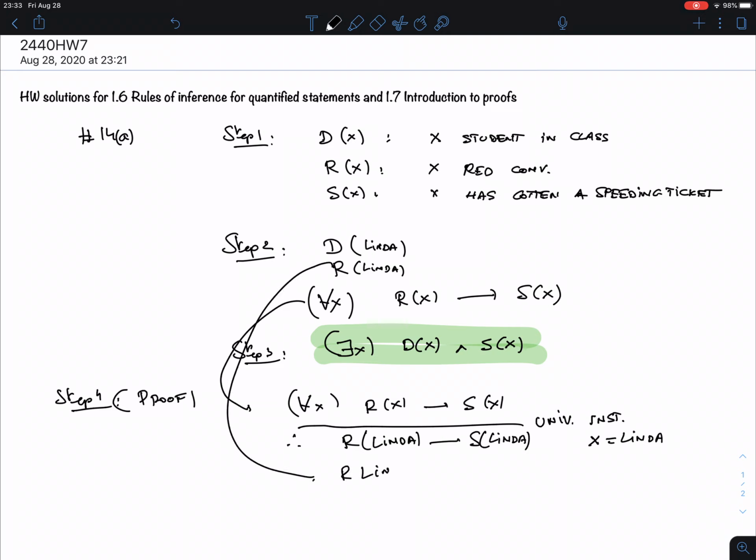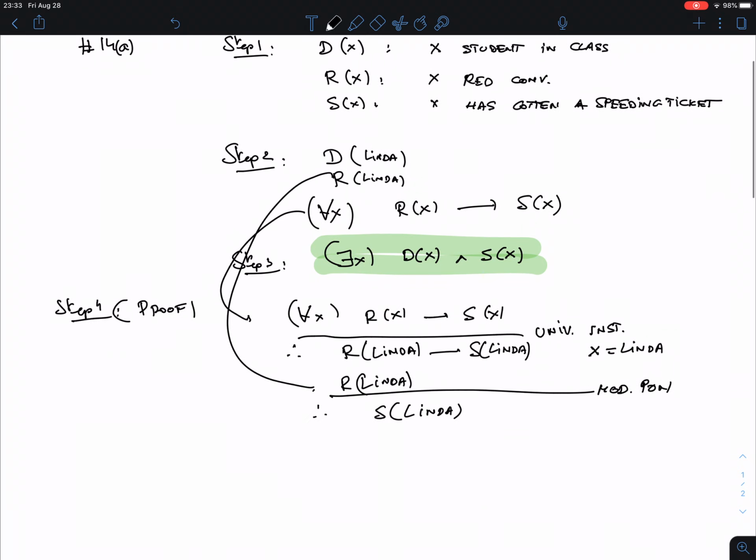Now we're getting somewhere because we do have R Linda. We know also this fact that's given to us. So from this we can get, by what we call the regular modus ponens that we discussed last time, S of Linda. If the hypothesis holds and the implication is true, then the conclusion is true. Good. So what we have actually are D, R, and S. The only predicates that we have, they all satisfy this Linda. What we want is D and S. So we kind of have to combine the facts that we know about Linda, the S and D facts.